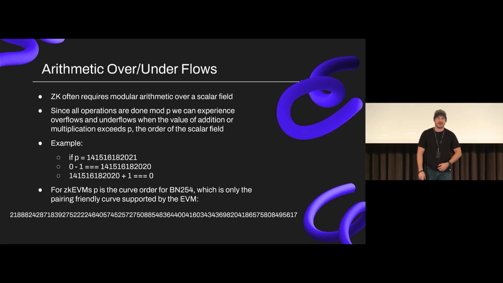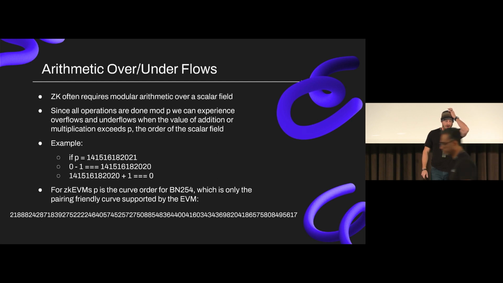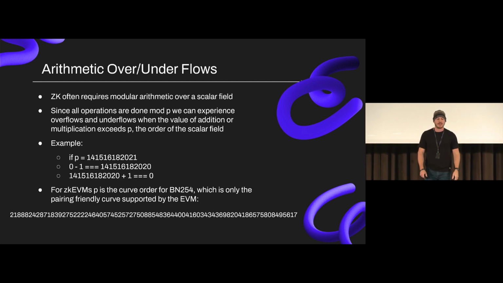So this is by far the biggest one we see, arithmetic underflows and overflows. ZK often requires modular arithmetic over a scalar field. Since all of the operations are done mod p, we can experience overflows and underflows when the value of an addition or multiplication exceeds p. And p is the order of the scalar field.